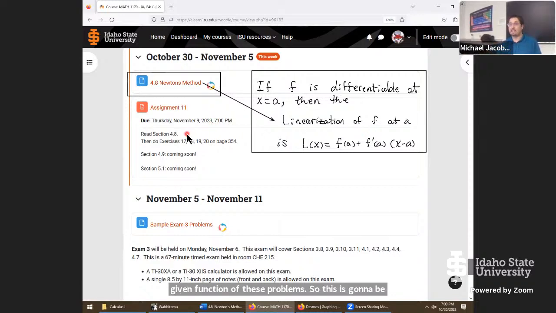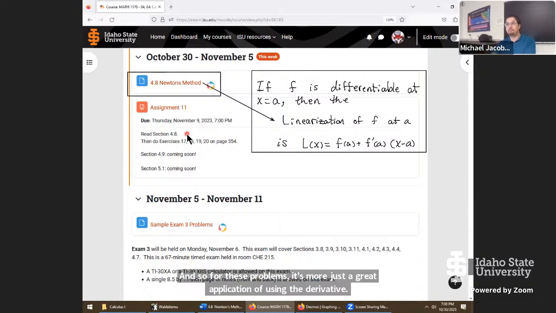This one's going to be highly, highly calculator intensive. And so for these problems, it's more just a great application of using the derivative, but they're not necessarily going to make really good exam problems, I'd say. So this is just an interesting kind of section in that sense. But before we get started, are there any questions that folks would like to begin with?